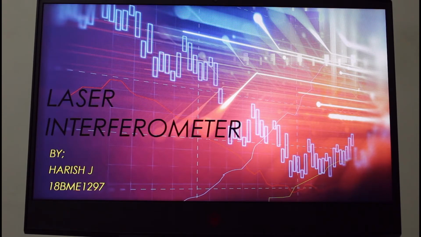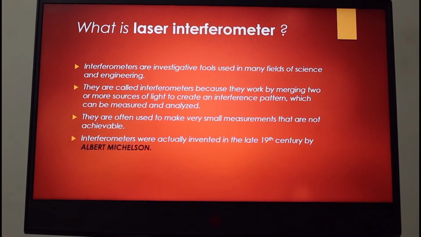So now we are going to see something about laser interferometer. What is a laser interferometer? Interferometers are investigative tools used in many fields of science and engineering. They are called interferometers because they work by merging two or more sources of light to create an interference pattern. So here, interference pattern refers to either constructive or destructive, which can be measured and analyzed.